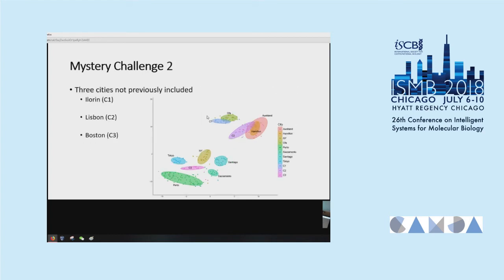On challenge 2, three cities not previously included. These were labeled on the plot from earlier as C1, C2, and C3. C1 is another city in Nigeria, and it clusters with Ofa, which is quite nice to see. C3 is Boston, which is down there with New York and the others, and C2 is Lisbon, which clustered with Auckland and Hamilton, oddly enough.